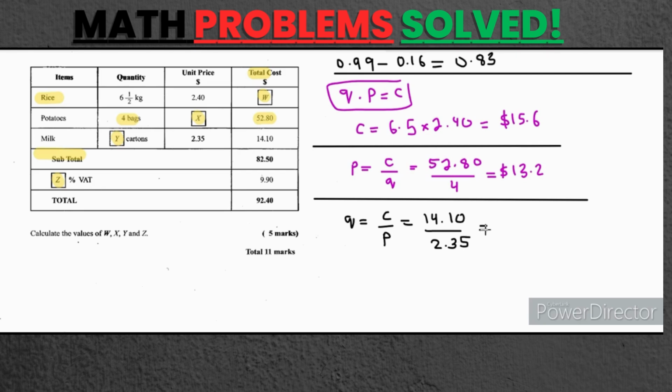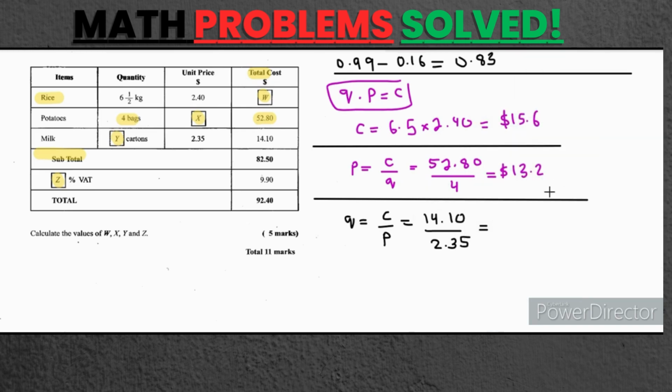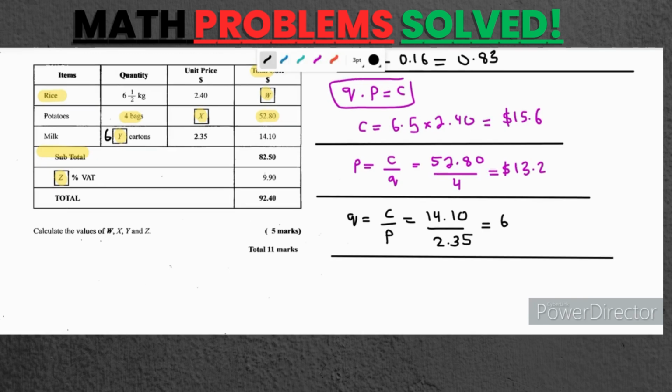So you will divide both of them. 14.10 divided by 2.35. It's 6. So here Y is 6, right? Then you will move to the next question here.